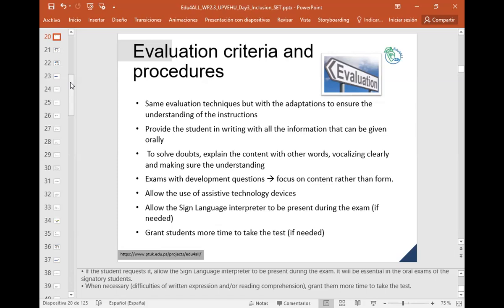In the exams of development questions and in the works in general, they can present morphosyntactic errors in their writing. Focus on content rather than form. Allow the use of assistive technology devices, FM stations, computer, in both written and oral exams. The Service for People with Disabilities manages and facilitates the computer for the realization of the exams. If the student requests it, allow the sign language interpreter to be present during the exam. It will be essential in the oral exams of the signatory students. When necessary, due to difficulties of written expression and or reading comprehension, grant them more time to take the test.